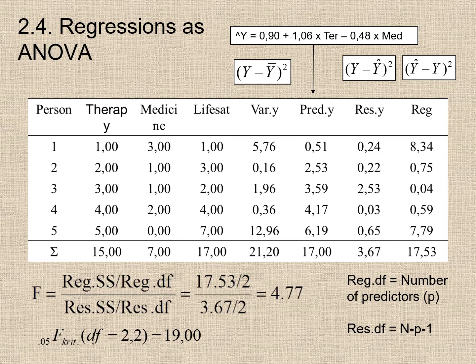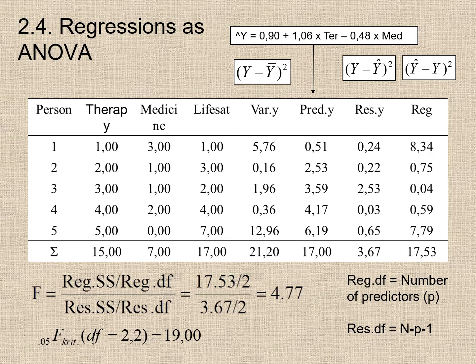What are we testing with this F ratio? Why are we calculating an F ratio? We want to test if we can assume a certain thing about the population that the sample is representing. We are testing whether we can assume that variation in life satisfaction can be explained by variation in therapy and variation in medicine in the population the sample is representing.